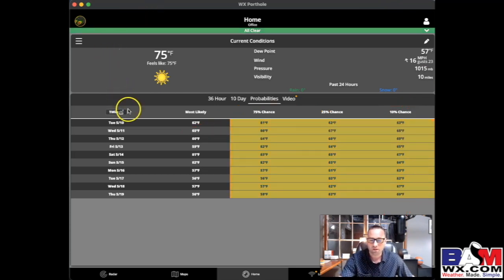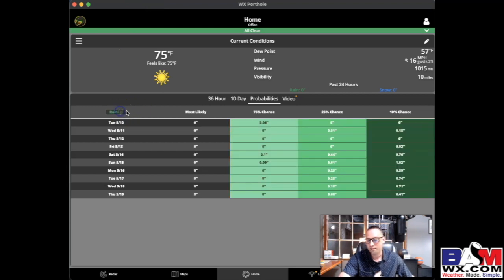If you tap this, you'll go to temperature minimum. If you tap it again, you go to rainfall. I want to explain rainfall to you. In the summertime, with hit and miss rainfall patterns, the haves and the have-nots, a lot of times the most likely category is probably going to read 0. Because most of the computer models are smoothed out. They're not seeing the extremities in the pattern, the pop-up thunderstorm activity. They just can't see it. It's a limitation of the data.